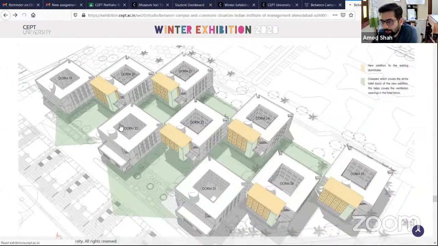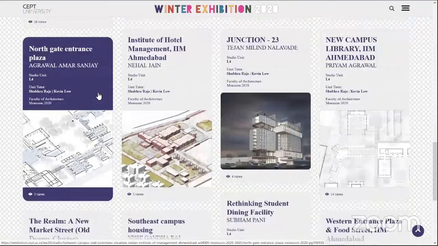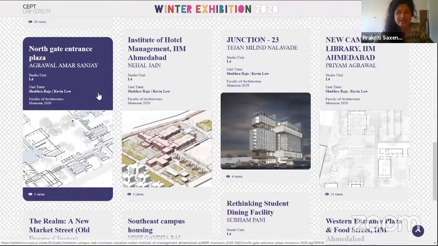Are we doing good on time? Can we, or do we need to speed up, Prakriti? I think we need to speed up a bit. Sorry, I could spare another 5 more minutes. Amod, Prakriti will have to wind up soon. Sure. Yeah, all right.